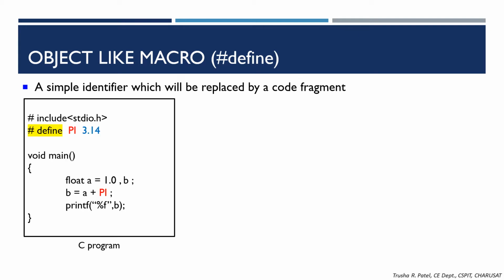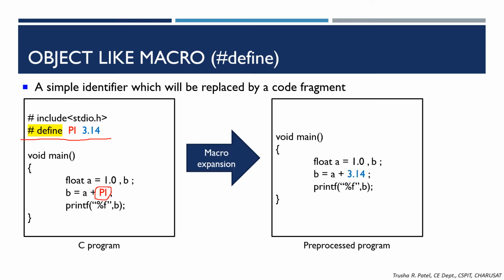I can declare one variable. Here I have declared pi with #define and the value assigned to pi is 3.14, and this pi variable I have used inside my program. After the macro expansion, this #define statement is omitted from my program, and inside my program pi is replaced with its body, that is 3.14.